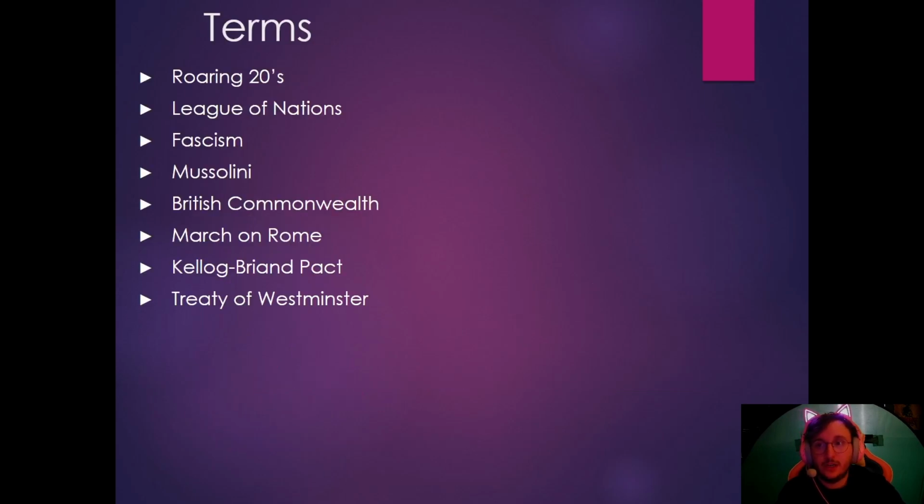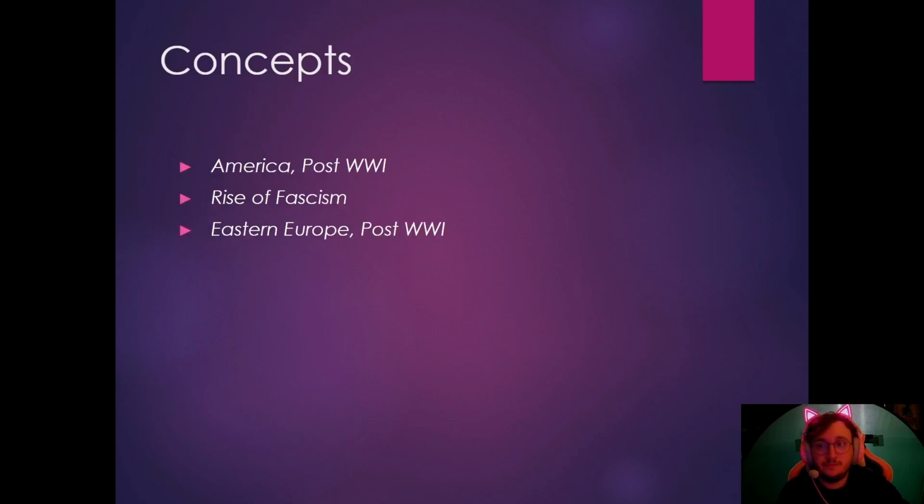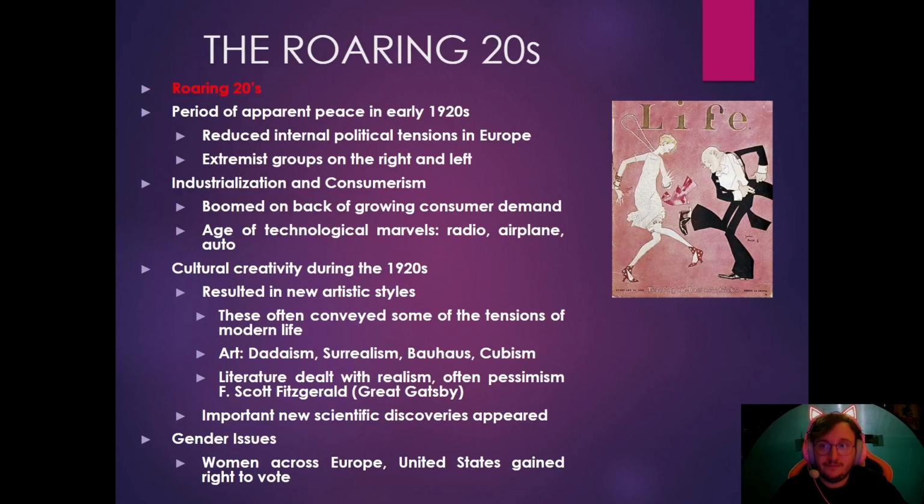So our terms for today are going to be Roaring Twenties, League of Nations, Fascism, Mussolini, British Commonwealth, the March on Rome, Kellogg-Briand Pact, and the Treaty of Westminster. Our concepts for today are going to be America post-World War I, the rise of fascism, and Eastern Europe post World War I.